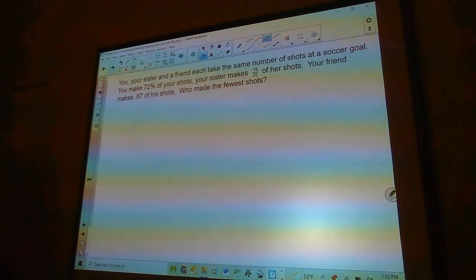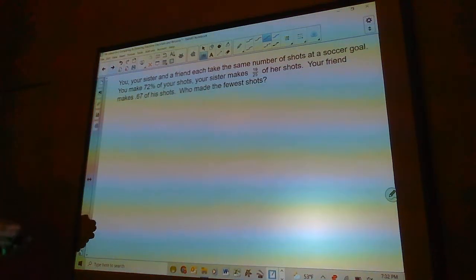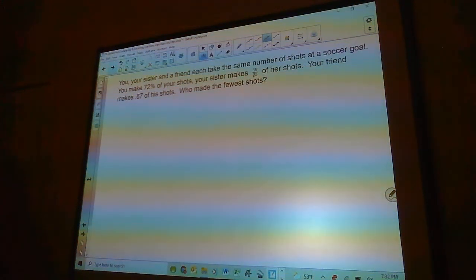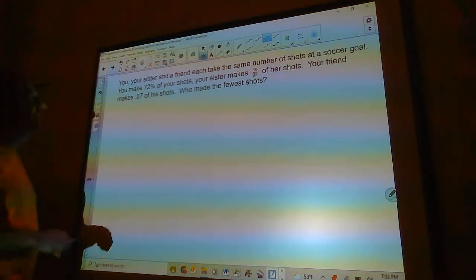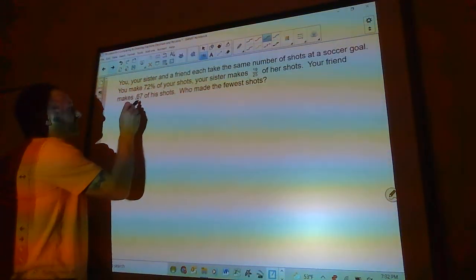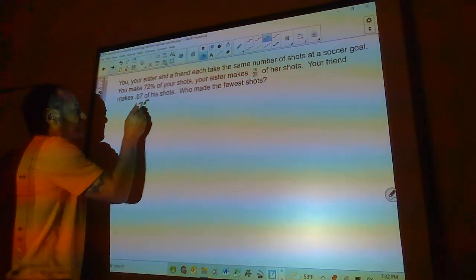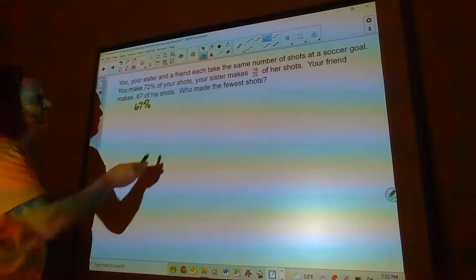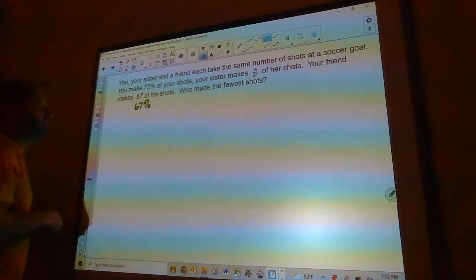You, your sister, and a friend each take the same number of shots at a soccer goal. You make 72% of your shots, your sister makes 19/25 of her shots, your friend makes 0.67 of his shots. Who made the fewest shots? Well, it's not going to be you. You can cross it out right away because 0.67, that's 67%. So this is down to between your sister and your friend.